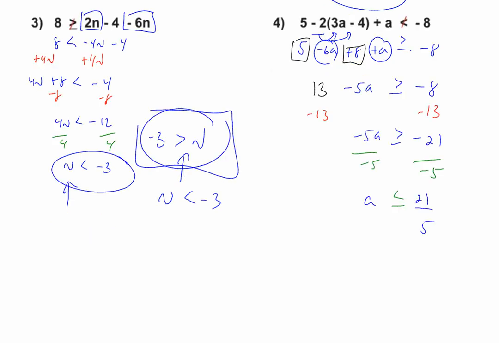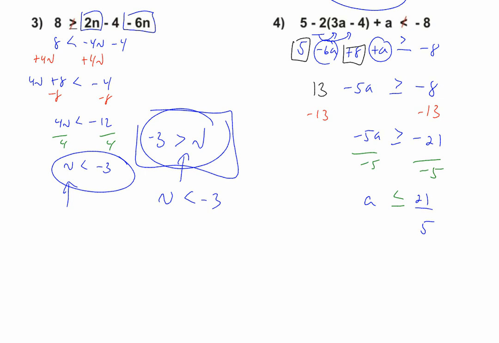All right, here we go on number 4. Give me your solution. 1, 2, 3. What comes after the symbol? Say what's after the symbol. Should be 21/5. A is less than or equal to, quiet please. A is less than or equal to 21/5.